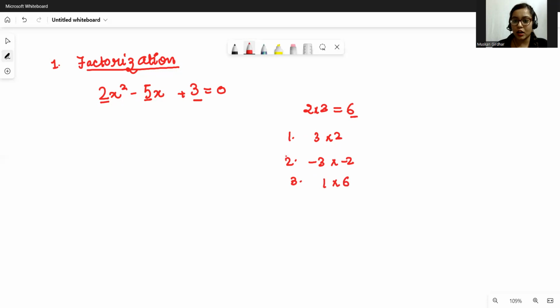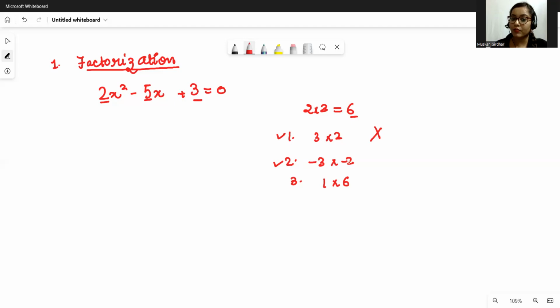So we will just start by hit and trial. If I take the first one, 3 into 2, and add them, you will get positive 5, but I want negative 1. So I will cancel this option. Let's try with the second one, minus 3 and minus 2. If you add them up, you are going to get minus 5.